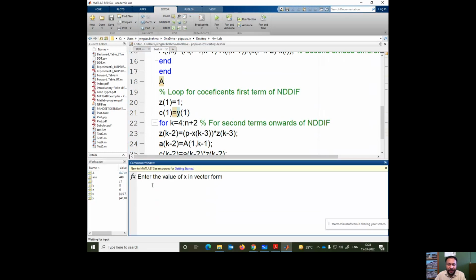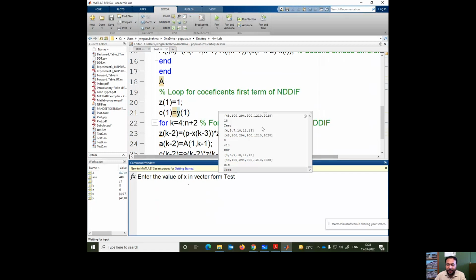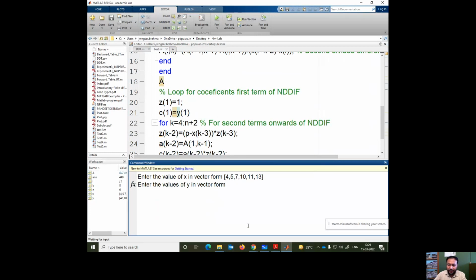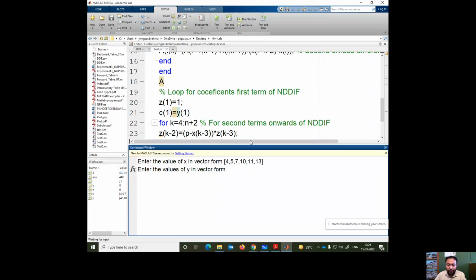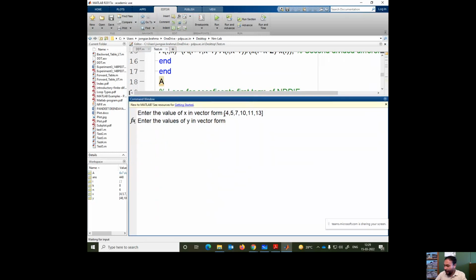Okay, now enter the value of x in vector form. Now if I want to run this, suppose let us take the value of x. The value of x is, suppose, 4, 5. We have input the value of x as 4, 5, 7, 10.